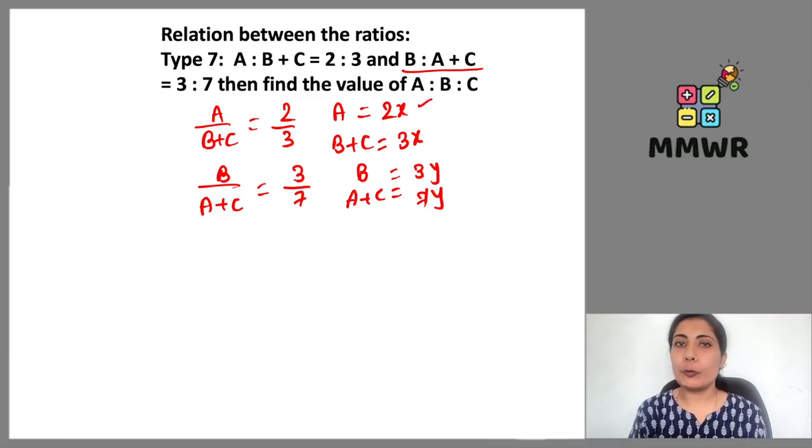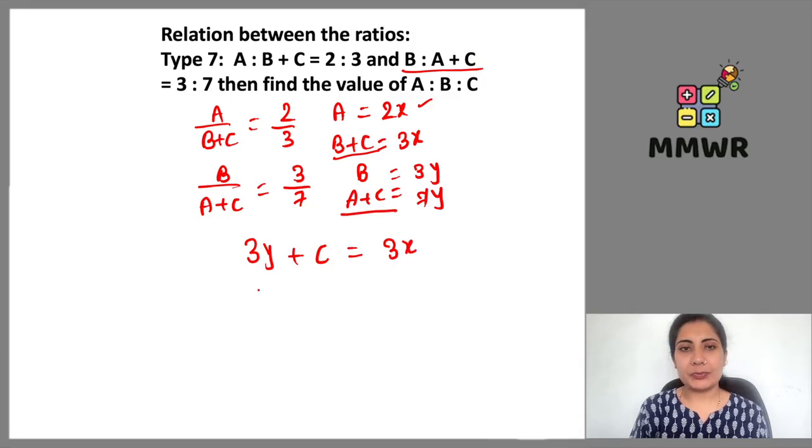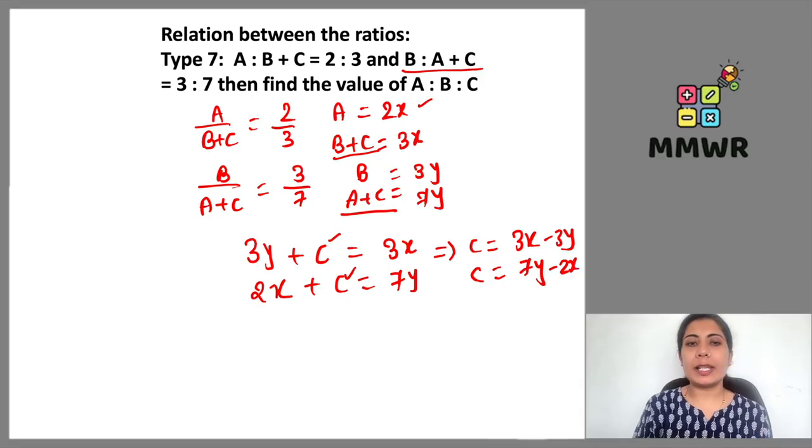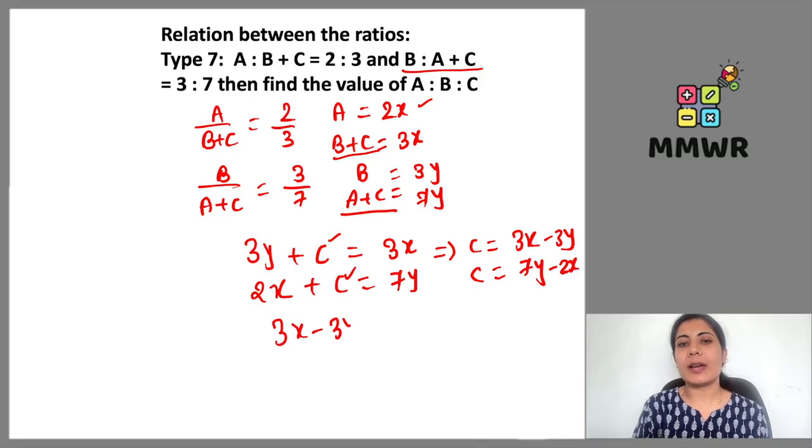Now, as soon as we get the value for A, which is 2x, and the value for B, which is 3y, we have two equations. B plus C means 3y plus C equals 3x. And A plus C means 2x plus C equals 7y. We have to bring the value for C from both equations, which gives C equals 3x minus 3y, and also C equals 7y minus 2x. We'll keep them equivalent. So C equals C, that means 3x minus 3y equals 7y minus 2x.